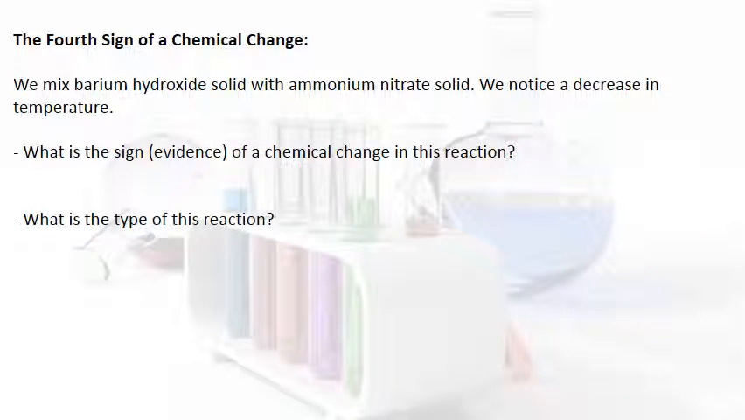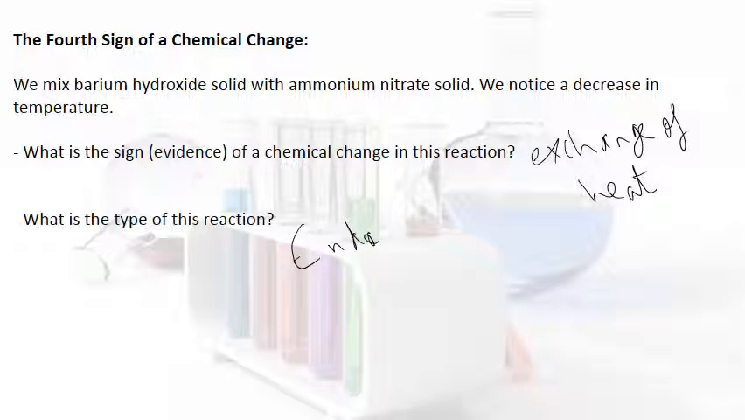The fourth sign of chemical change again, we mix barium hydroxide solid with ammonium nitrate solid. We notice a decrease in temperature. What is the sign or evidence of a chemical change in this reaction? Heat. Yes, exchange of heat, the same as the previous one, since the temperature decreased. Again, what is the type of this reaction? Endothermic. Very good. Endothermic, where we have absorption of heat energy.